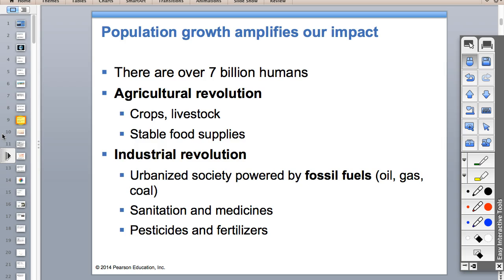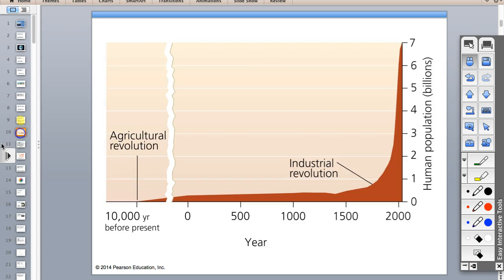And the reason we have so many people, first of all, is the agricultural revolution, where we stopped moving around. We stopped being hunters and gatherers. We kept seeds and we started keeping livestock. And so we had a stable food supply. And then the Industrial Revolution, that's really where we saw that huge upshoot in population, because as we urbanized and had fossil fuels, other technological advances came along like medicines and increased sanitation. And so that helped as well.